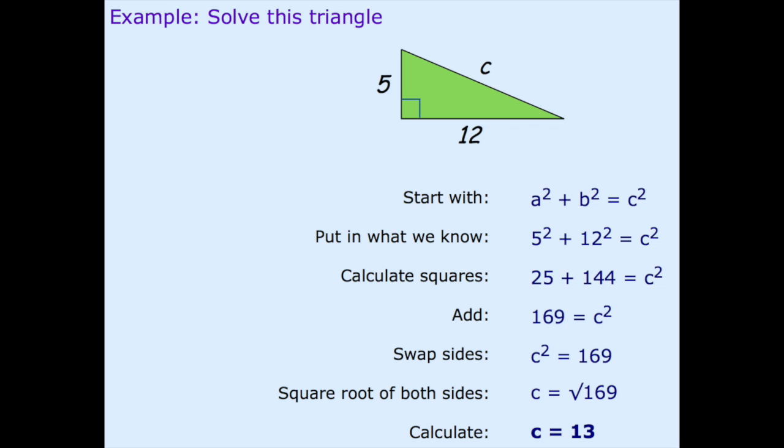C is always the longest side on the right-angled triangle, also known as the hypotenuse. A and B can be on either side of C. Just remember, the Pythagorean theorem can only be applied to a right-angled triangle. In this example, the formula is a squared plus b squared equals c squared. We input the information, which leads us to 5 squared plus 12 squared equals c squared, giving us 25 plus 144 equals c squared. Therefore, c squared equals 169. C is the square root of 169, giving us the overall answer of c equals 13.